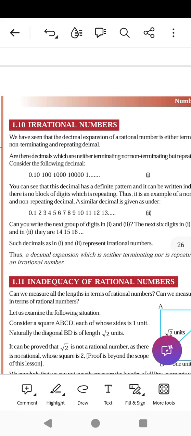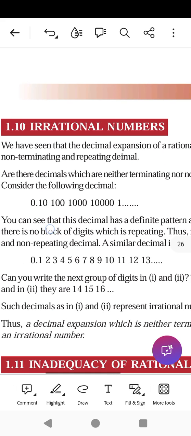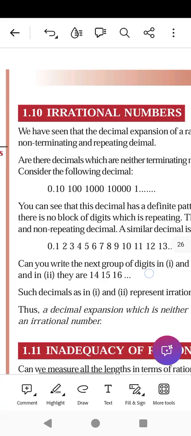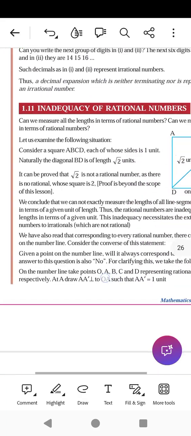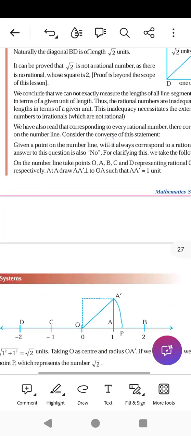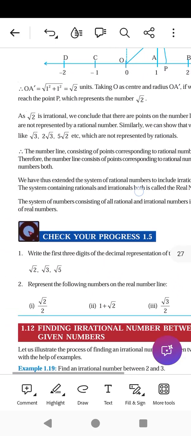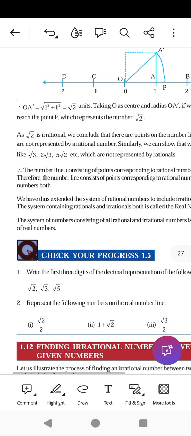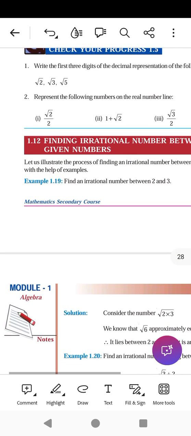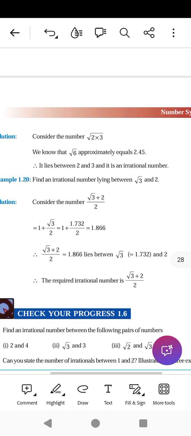Now, we have seen that the decimal expression of rational numbers is either terminating or repeating. So for instance, you have root 2. When you punch root 2 on your calculator, you can see that those numbers are irrational. The decimals are not terminating, and they are not repeating. Those sets are the sets of irrational numbers.